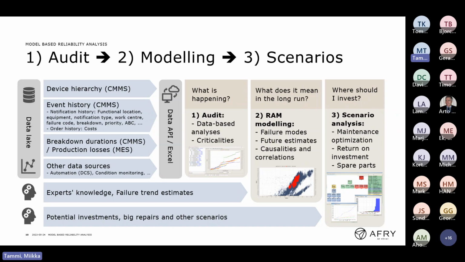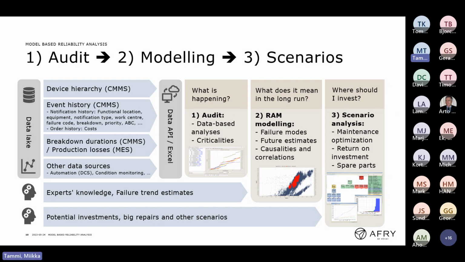This slide reveals also the following analysis phases. The audit part gives answers to the question what is happening, and the next question is normally what does it mean in the long run. The history data is a good basis for future estimates if data quality and quantity is sufficient. And expert knowledge is normally used to complete the data and estimates.